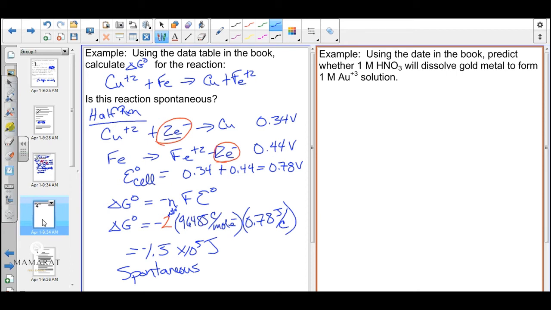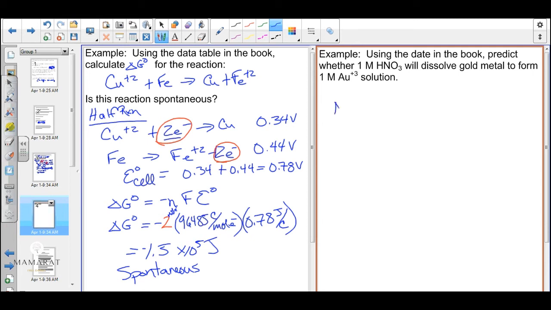So if we take a look, we need to come up with our own equation for this. And this becomes a little messy. So how would you go about doing this? Well, you would have to find something on that page in the book that would give you a half reaction that includes nitric acid, the HNO3, and includes gold, the Au to the Au plus 3. And then you have to determine what's the anode, what's the cathode.